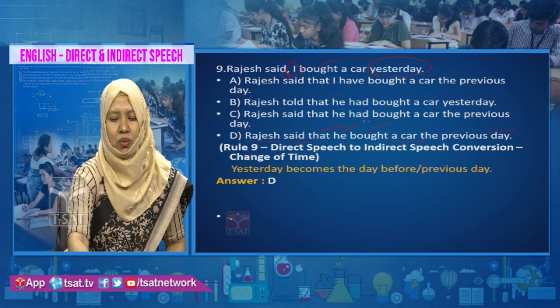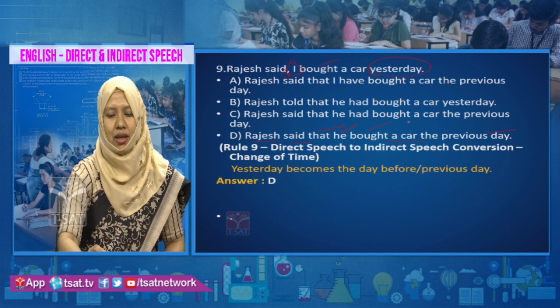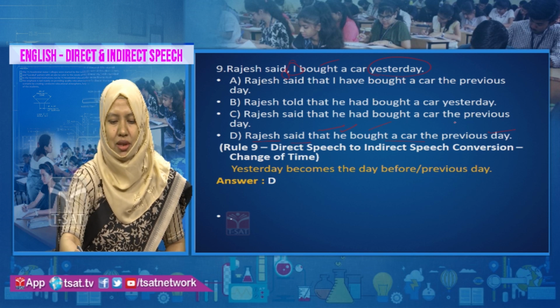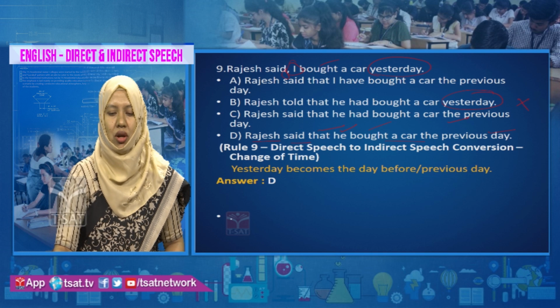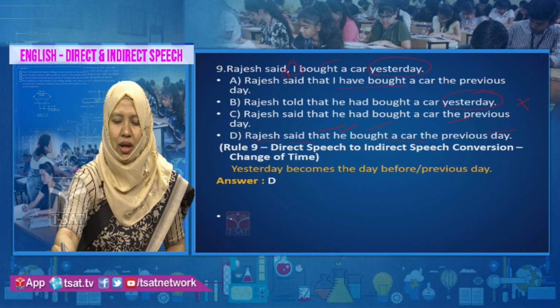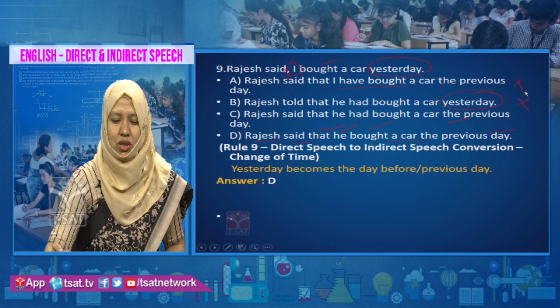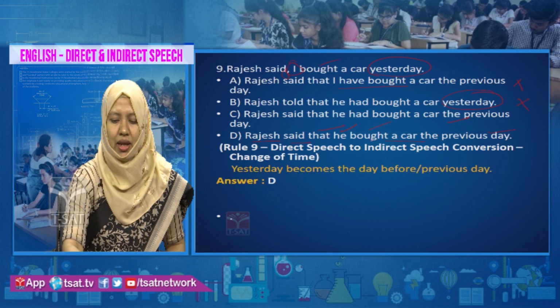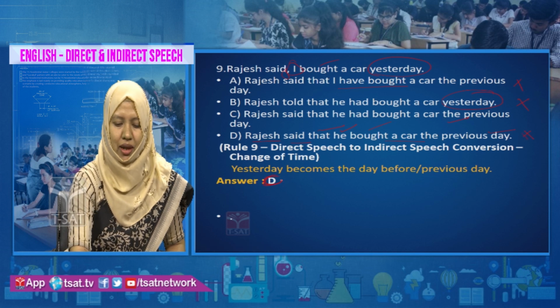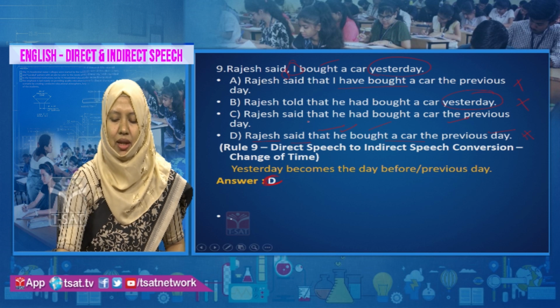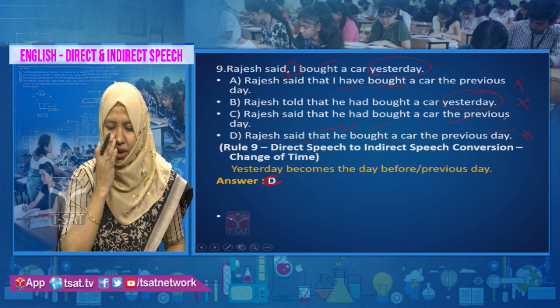Now, here the options are: Rajesh said that he had bought a car the previous day. Rajesh told that he had bought a car yesterday. Because here time is not changed, this option is wrong. Rajesh said that I have bought a car, have is used, this option also is wrong. Rajesh said that he bought a car, you are changing again, past tense should be changed to past perfect, this option also is wrong. So, option C is correct here. Rajesh said that he had bought a car the previous day.